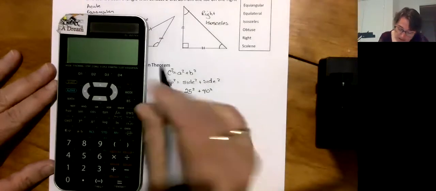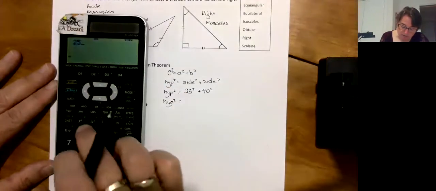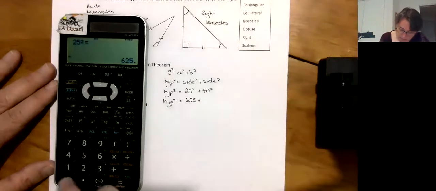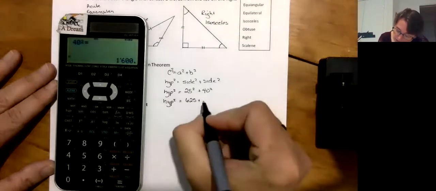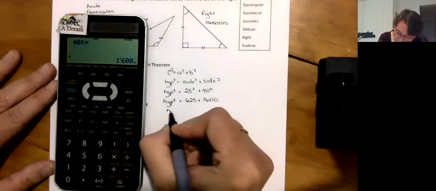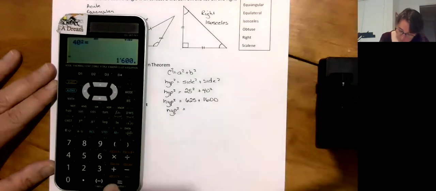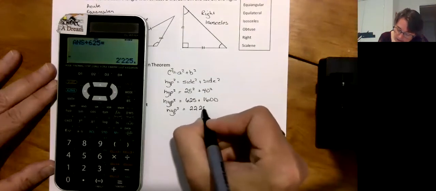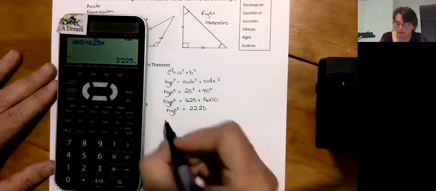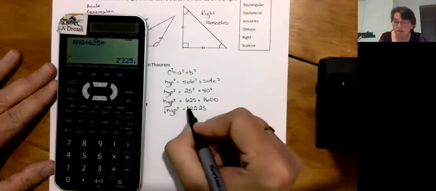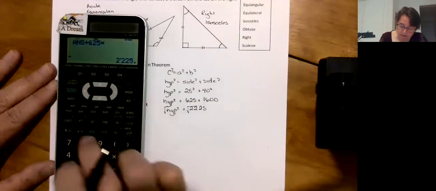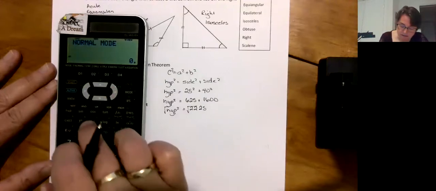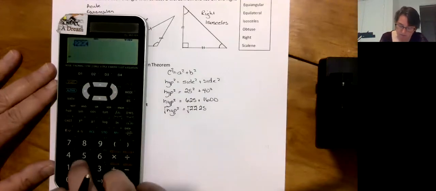Hypotenuse squared, 25 squared should be 625, plus 40 squared should be 1600, which is 2225. And to get rid of that squared, we need to take a square root here and a square root here. Oh, I don't know what my calculator just did there. There's my normal square root of 2225.